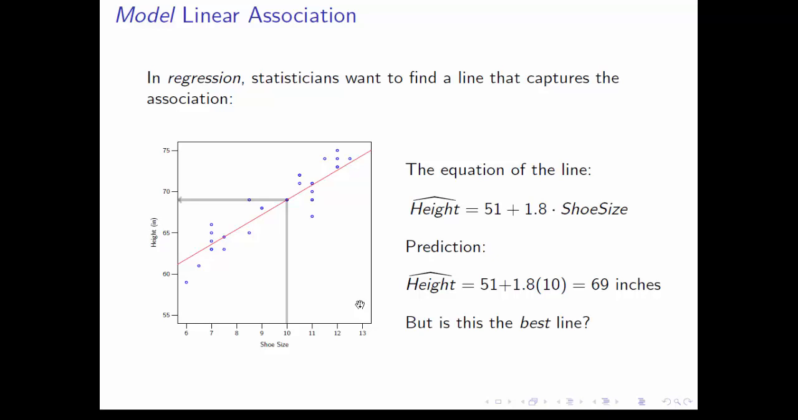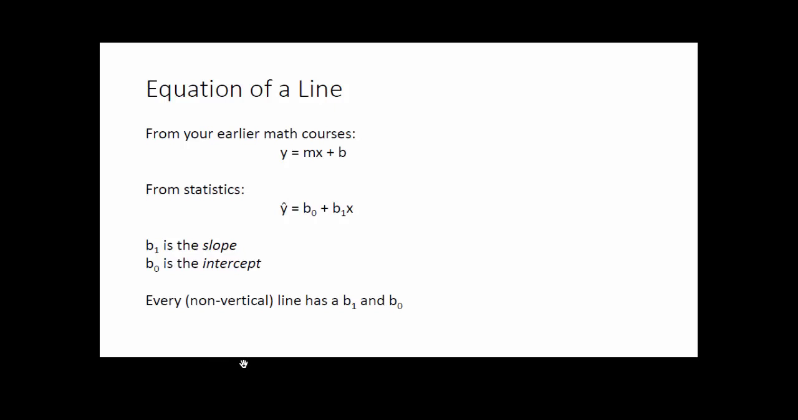The question next is, well, I picked this line. I kind of eyeballed it. I put the line down there, and picked numbers 51 and 1.8 to make it look pretty good. But was that really the best line? Now, that gets to the first big question: what the heck is best? What do I mean by best? But before I do that, I want to review the notion of what the equation of a line looks like.